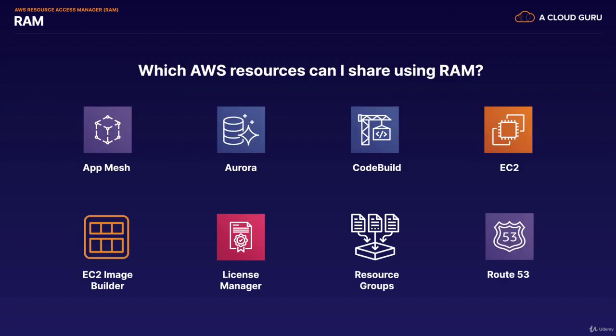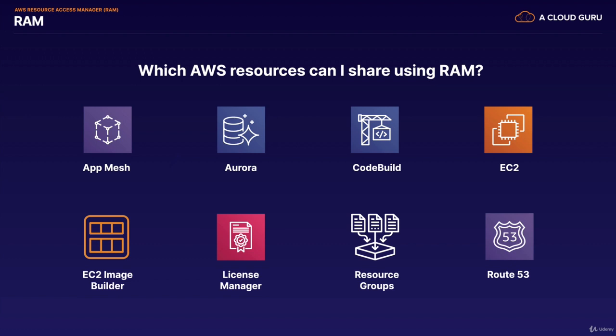Now, you can't share every type of resource in AWS using RAM. Currently, at the time of this recording, these 8 services have resource types that you can share out. So that's AppMesh, Aurora, Code Build, EC2, EC2 Image Builder, License Manager, Resource Groups, and Route 53.